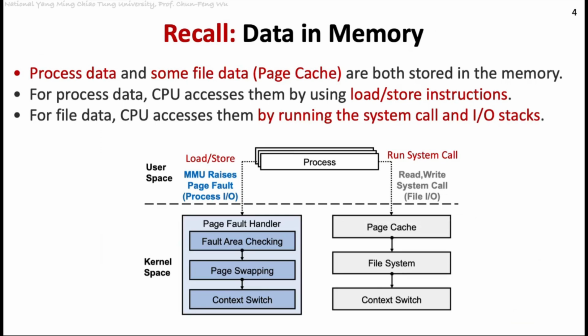So you can see in the kernel space part, they're using different kernel functions. For a page fault, they're using the context switch and page swapping. And if the data is already in the memory for process data, the CPU can directly get the data by using the load store instructions. But for file data, no. File data should always be accessed by using the operating system. So it should always run through the page cache, file system, and context switch. So this is a difference between accessing the file data and process data from a CPU perspective.